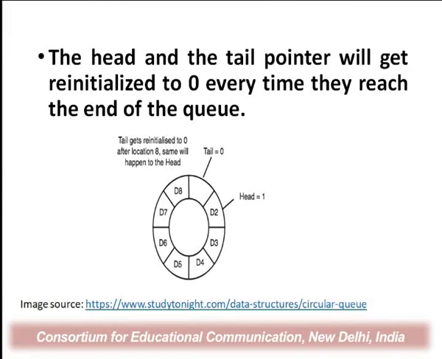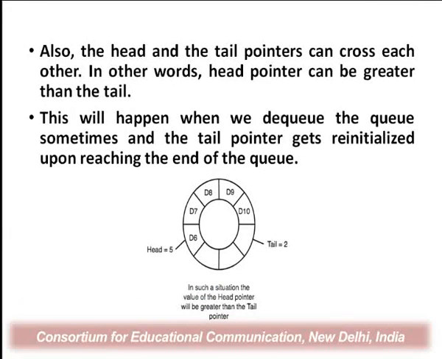Here tail is initialized to 0 while head is equal to 1. Also, the head and tail pointers can cross each other. Yes, this is very important. In other words, head pointer can be greater than the tail, as it is the circular queue. Here your tail is 2 while your head is 5. So, this is perfectly possible in case of a circular queue, that head index is greater than tail index.